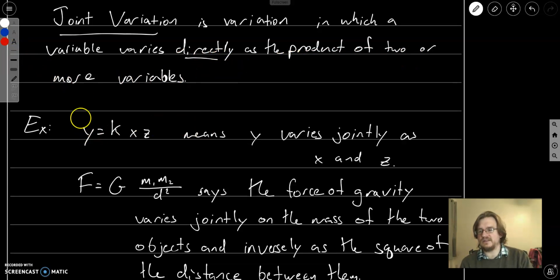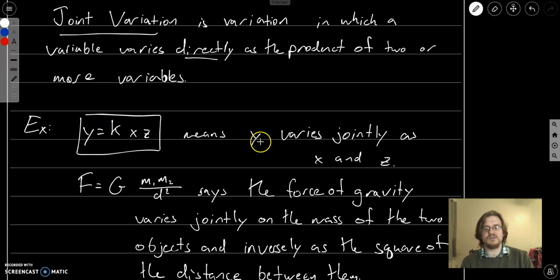So let's focus on this equation right here. Y is going to be equal to k times x times z. So we can see that as x gets bigger, y will get bigger. But also, as z gets bigger, y gets bigger. So y will vary jointly as both x and z. So y varies directly as x and directly as z. So we say that they're joint.